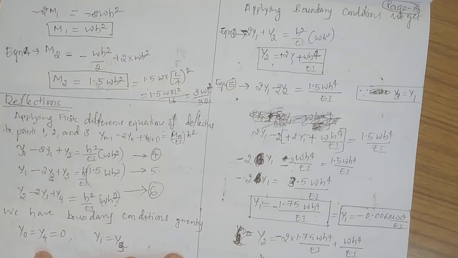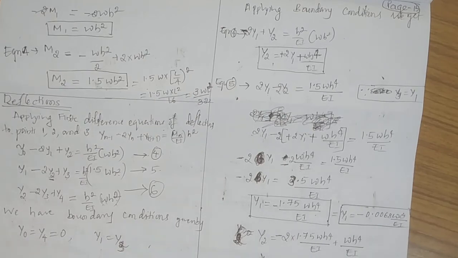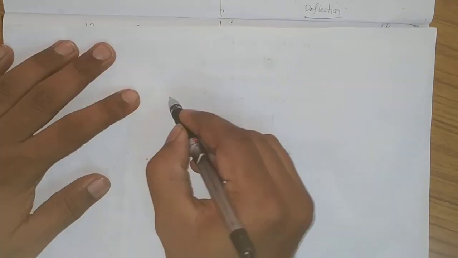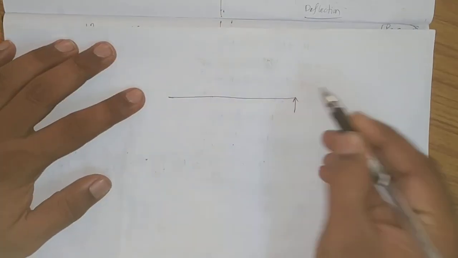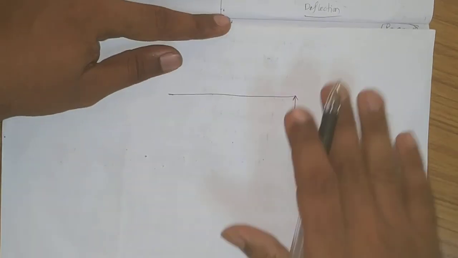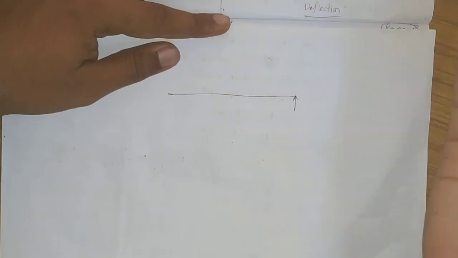So this is how we need to find the deflection and bending moments using the central difference method. Let me just summarize what we have done. You will be given a beam. So what we have done in the finite difference method, I'll just summarize. You just forget about the first class where we derived so many equations.